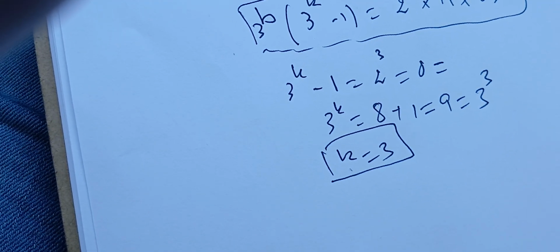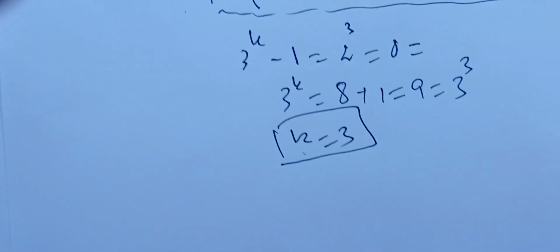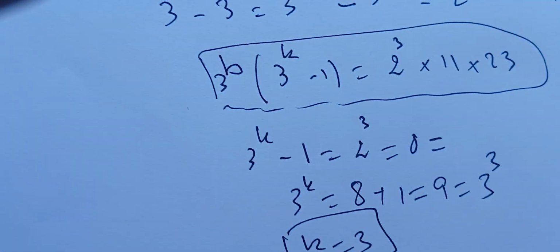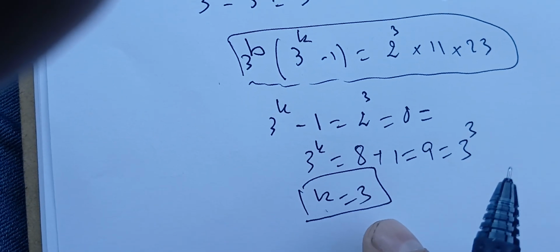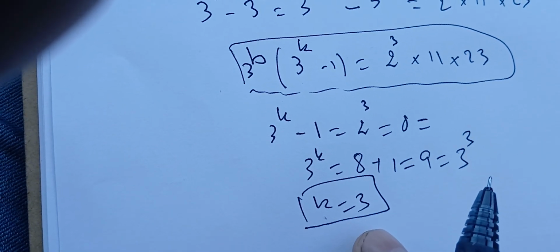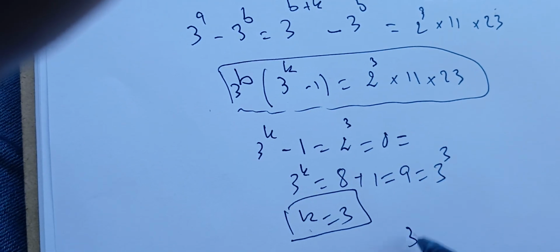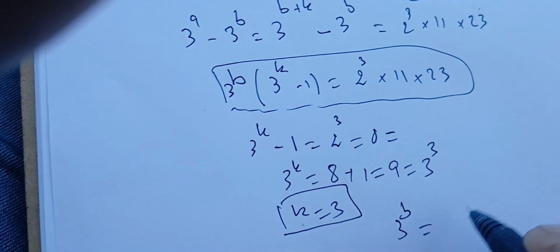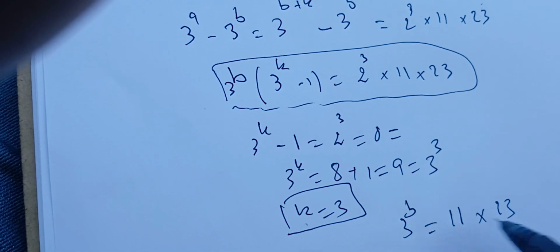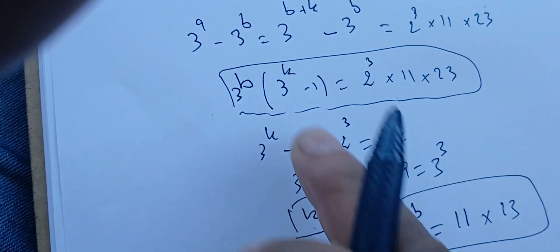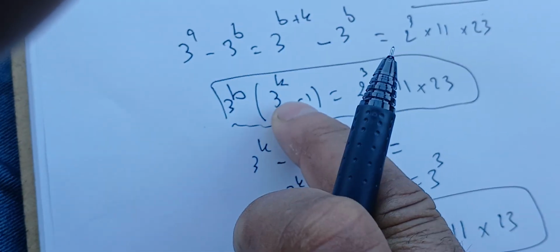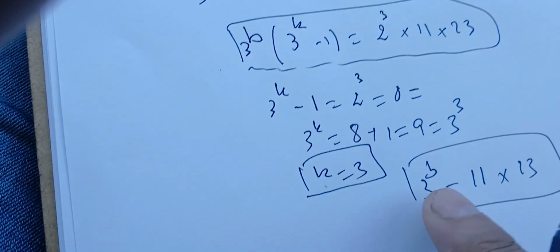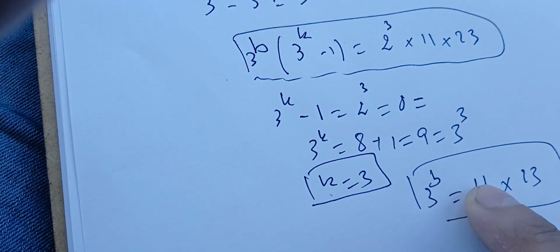So now we have k equals 2. We're going to go back and see what we can do. Plugging in here, we have 3^b equals 11 times 23 after we cancel by 3^k − 1, which is 8, which is 2^3. So we have 3^b equals 11 times 23.